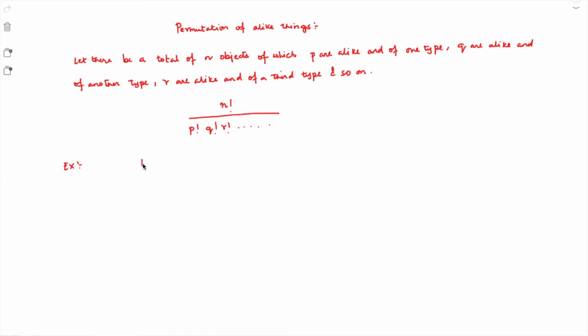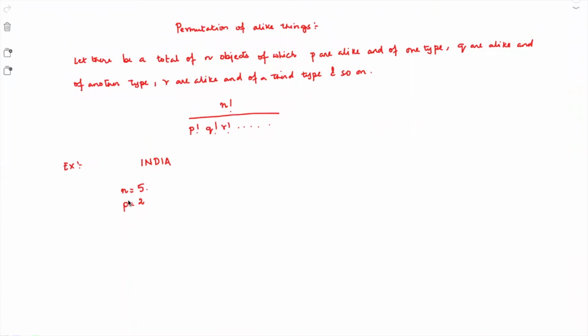Suppose we have the letters of the word India, and you have been asked to find out the number of ways in which the letters of the word India can be arranged. Now, if we look at this, there are 5 letters, so n is 5. But out of those 5 letters, I are similar or alike. So P would be 2. All the others occur only once. N is once, D occurs once, A also occurs once.